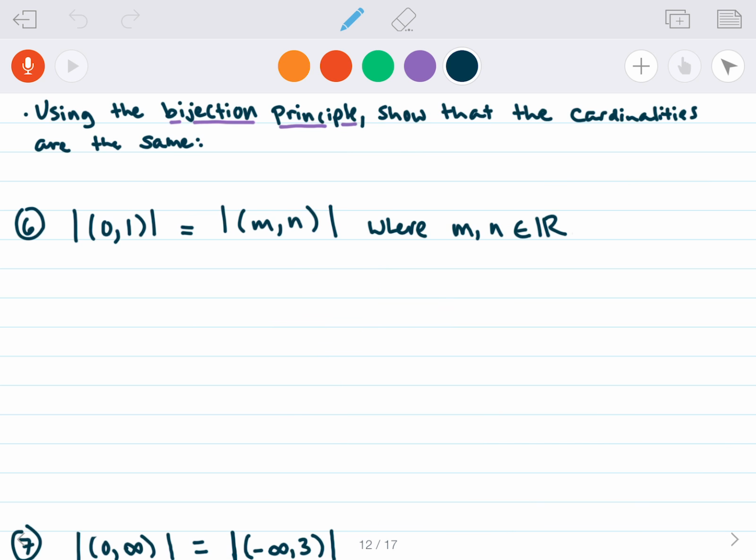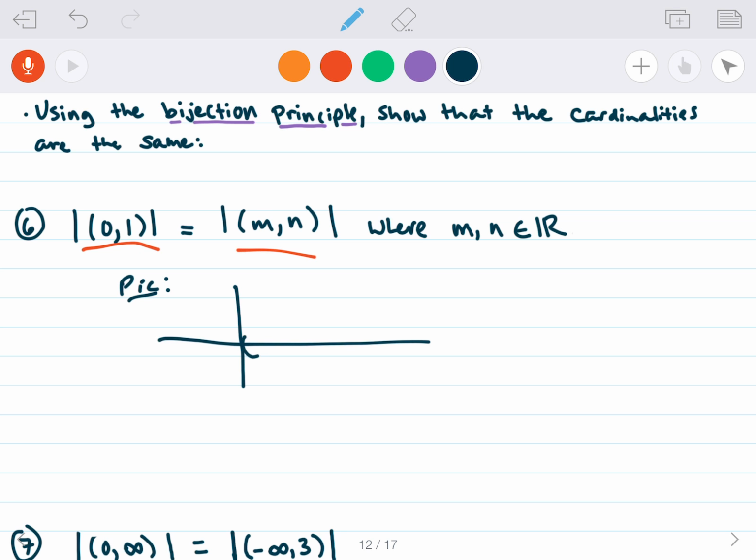Okay, so let's prove a more general result, and that is that the interval 0, 1 has the same cardinality as any interval m, n where m and n are real numbers. So no matter how small you make the interval, it's still going to be the same cardinality as 0, 1. So again, you're just doing the same picture to get your intuition of what the function should be.